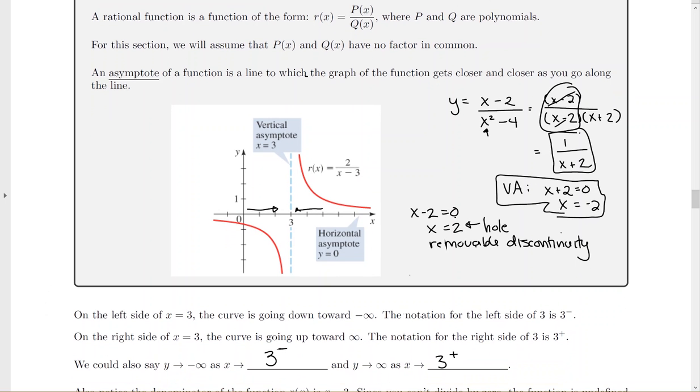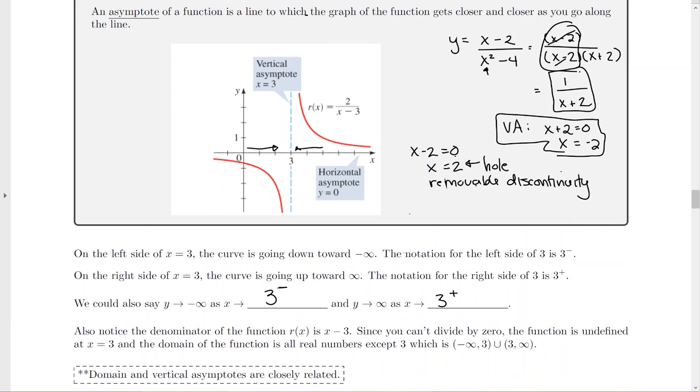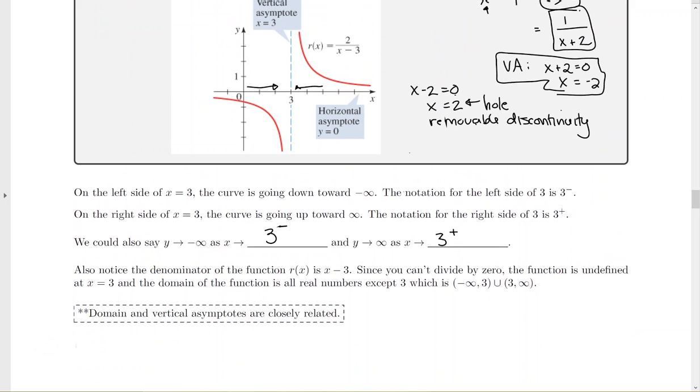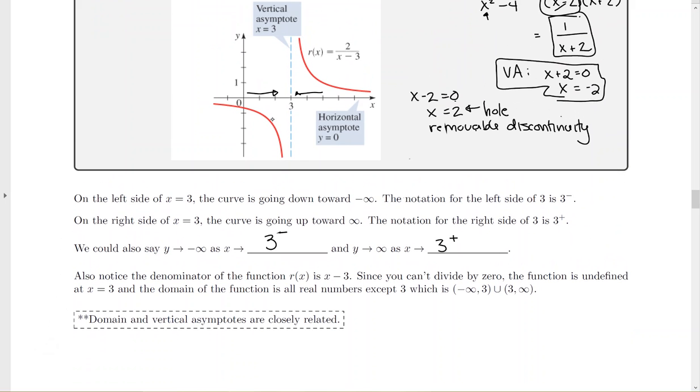So definition of an asymptote, it's like a guideline. Your graph is going to get really, really close to it. And on a vertical asymptote, it'll never cross it because you can't cross it. Otherwise, you're going to make your denominator equal to 0. So it's just going to ride along the vertical asymptote here. So on the left side of 3, the curve is going down to negative infinity. That's here. The left side of 3 would be on this side. So as we come into 3 on its left side, my graph is going to negative infinity.